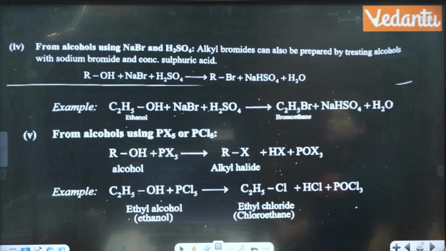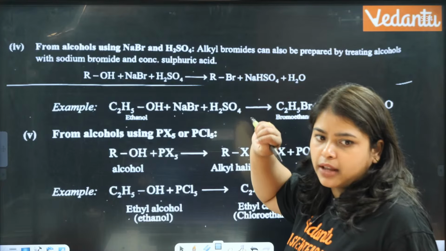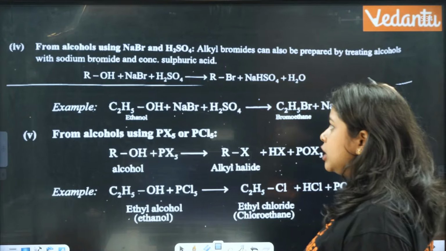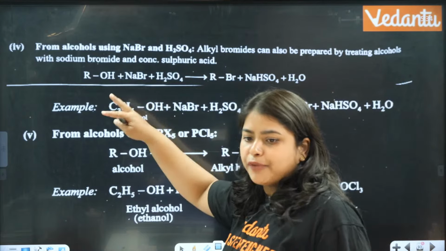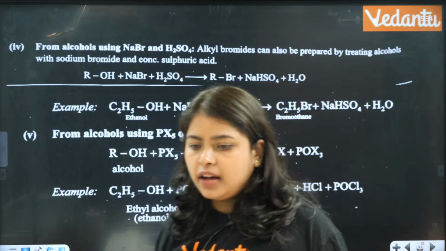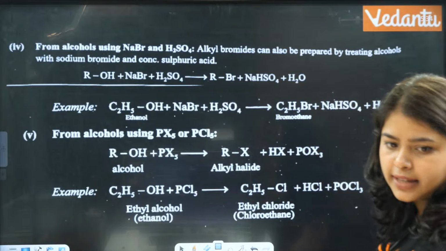Next comes from the alcohols using NaBr and H2SO4. Okay, alkyl bromides are taken using NaBr and H2SO4. So alkyl bromides can also be prepared by treating the alcohols with sodium bromide and concentrated sulfuric acid. Clear everyone? Concentrated sulfuric acid.